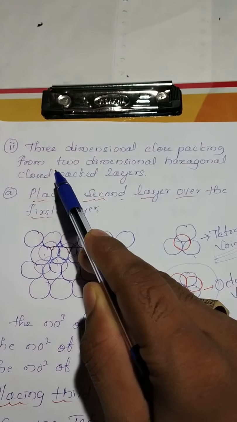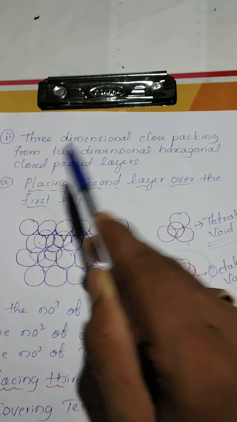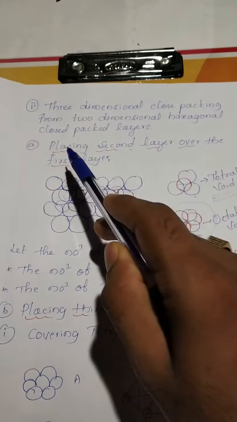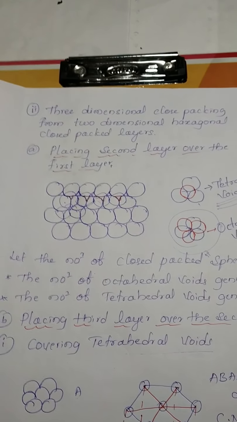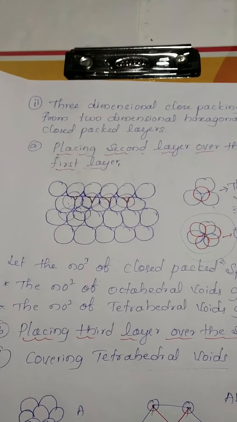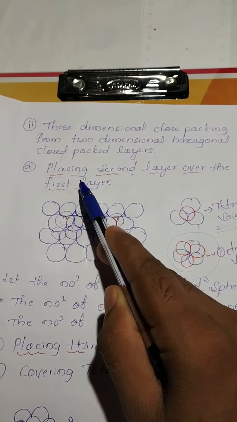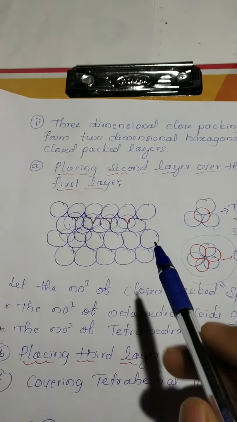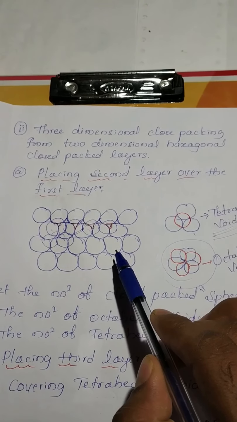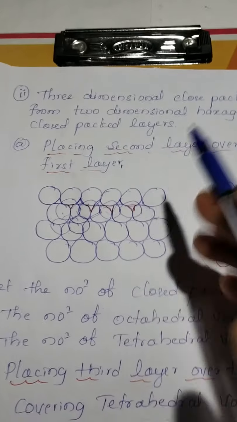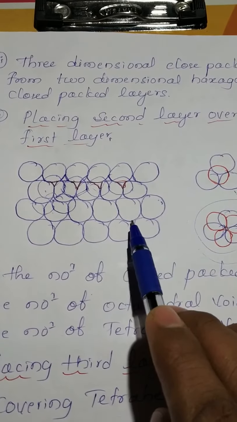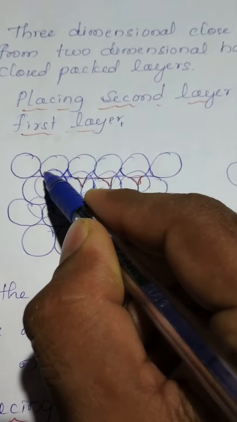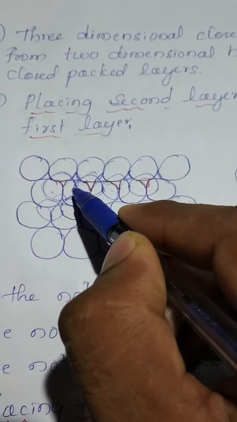Three-dimensional close packing from two-dimensional hexagonal close packed layer. This is the second possibility in which we can arrange the spheres. Just see here, take a two-dimensional hexagonal close packed layer and place the second layer over the first layer. See here, this is the first layer. I have placed the second layer over the first layer.